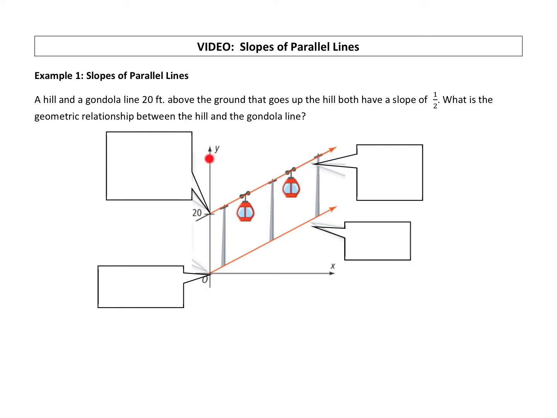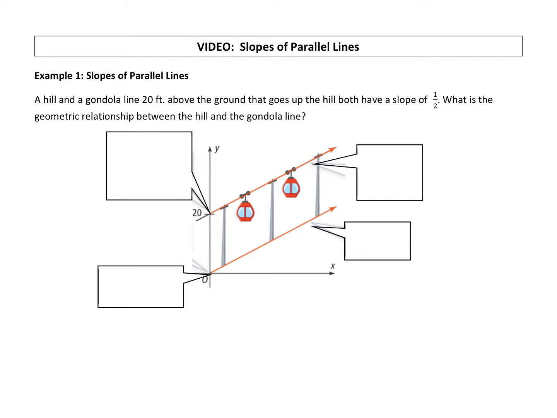We can put a coordinate plane. You can see we have an x-axis and a y-axis, and then relate this example to a coordinate plane and identify slopes and y-intercepts and equations of these two lines. So let's take a look at the hill first. Here's our hill. The y-intercept right here is at 0.